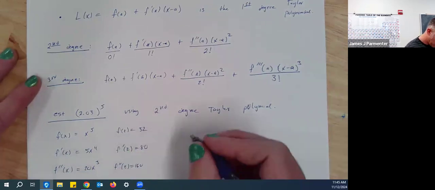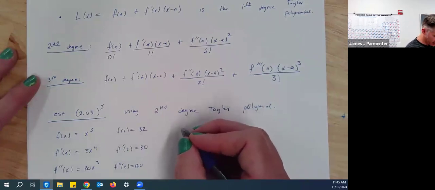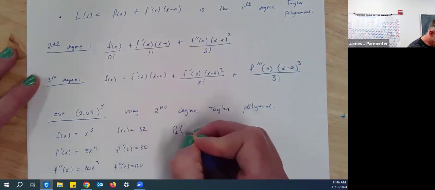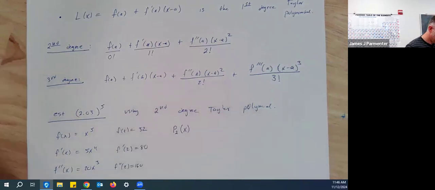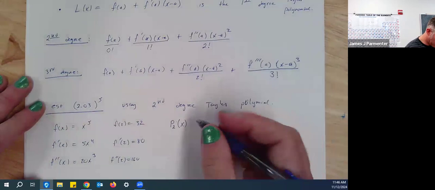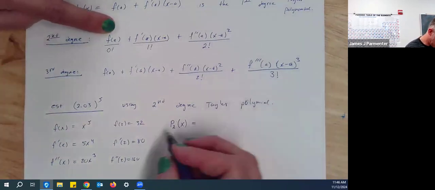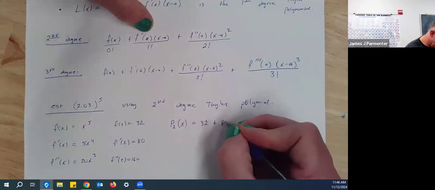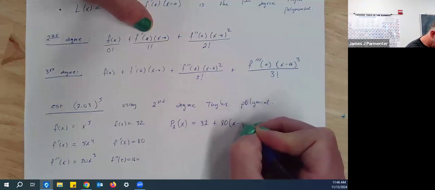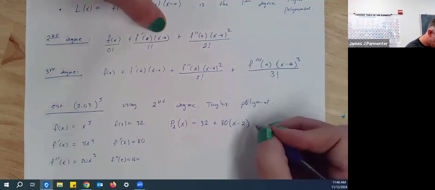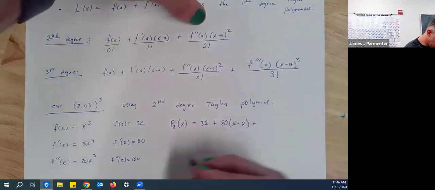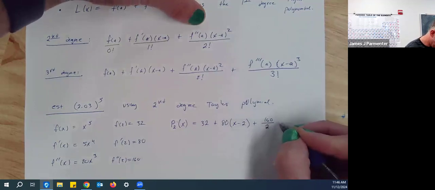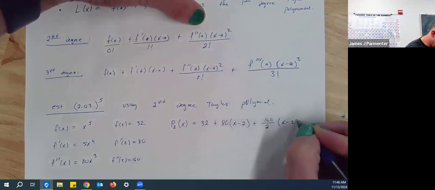So then I know that my second degree Taylor polynomial, which we write as p sub 2 of x, I'm just going to plug all that in here. So it's going to be my f of a, which is 32, plus my f prime of a, which is 80 times x minus a, so x minus 2, plus my f double prime of a, which is 160, divided by 2 factorial, which is just 2, times x minus 2 squared.